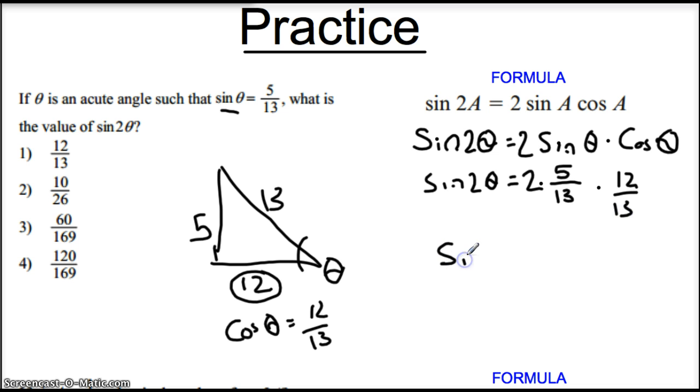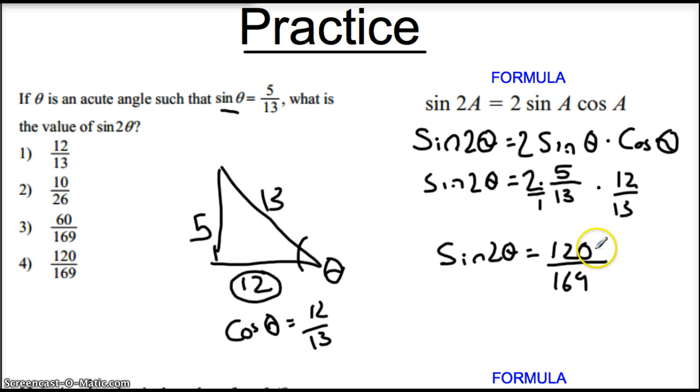So the sine of 2 theta, well, I just do 2 times 5 times 12, and that's 10 times 12, which is 120, over, now don't multiply everything by 2. Remember, this 2 over 1. 1 times 13 times 13, which is 169. Can we reduce this?